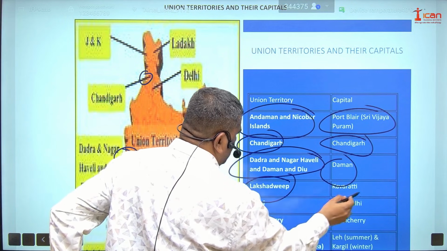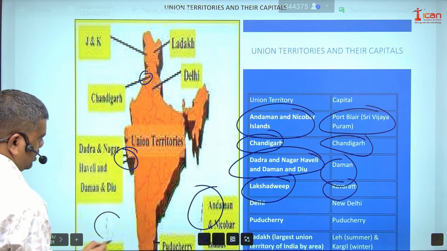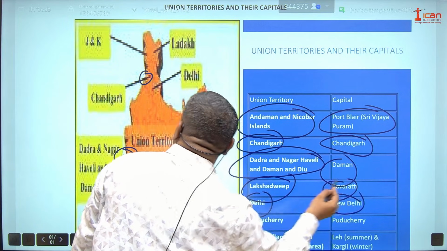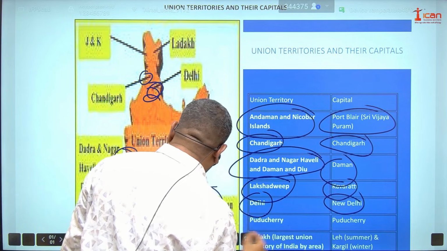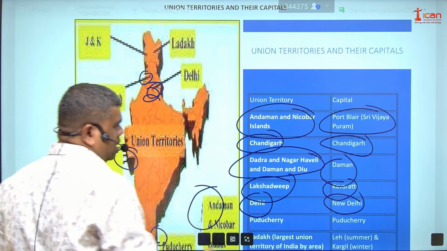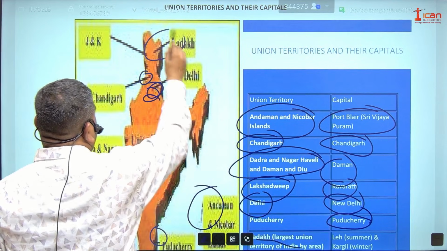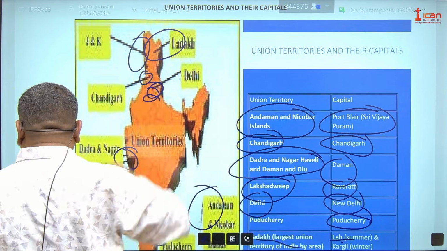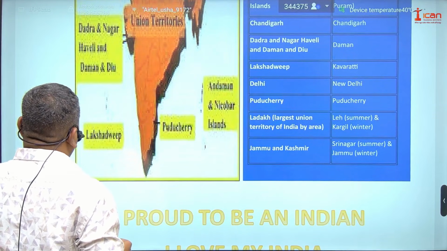Lakshadweep, the capital is Kavaratti. This side. Then we have Delhi, the capital is New Delhi. Delhi comes here, right? Then we have Puducherry on the eastern coast. And Ladakh, Ladakh is the biggest here. The capital is Leh. And the last is Jammu and Kashmir. The capital is Srinagar and Jammu. So these are the capitals.